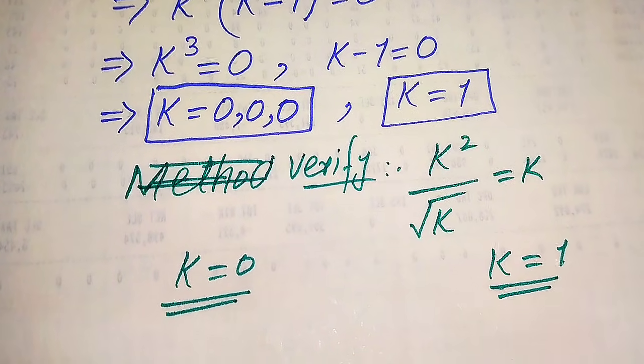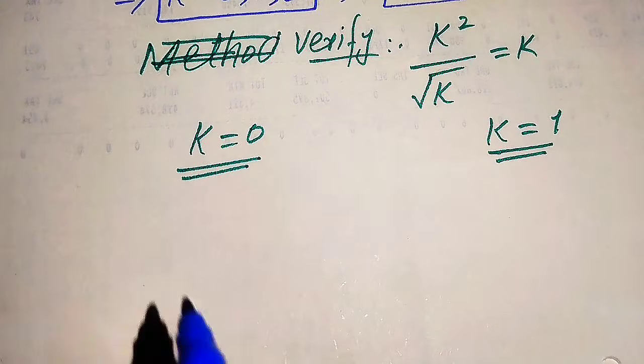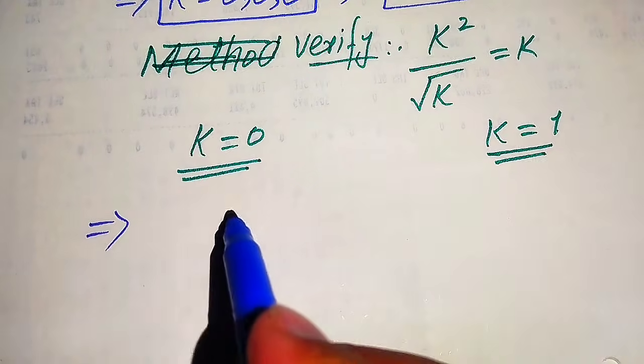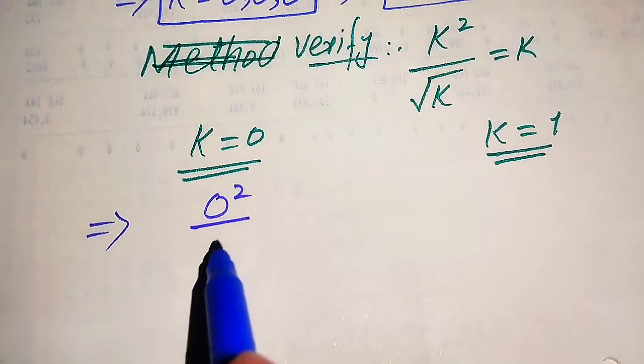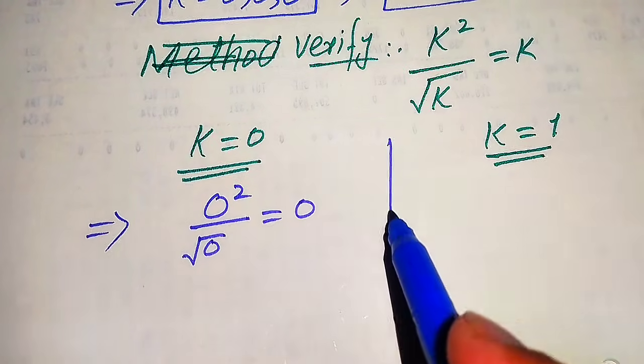So here first we substitute k equals 0 into the given question statement, and after substituting, it will be written as 0 squared divided by square root of 0 equals 0.